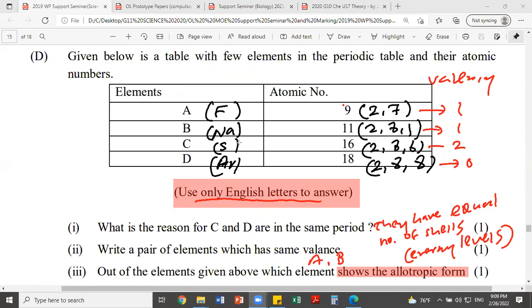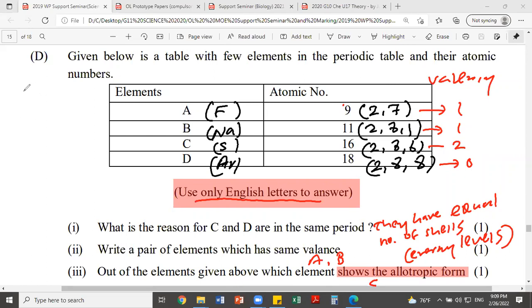What is that? Sulfur. There are rhombic and monoclinic forms. The answer is C. Don't write sulfur, write the real symbol. The answer is C. So what are the two allotropic forms of sulfur? Rhombic and monoclinic. What are the other elements that show allotropy in our syllabus? Oxygen has allotropic forms.